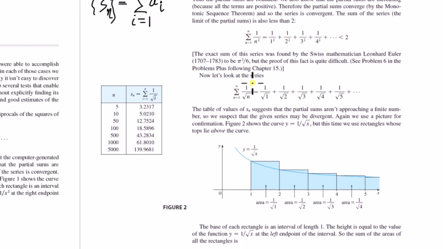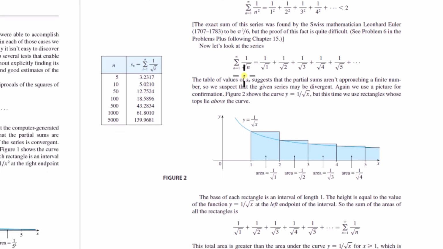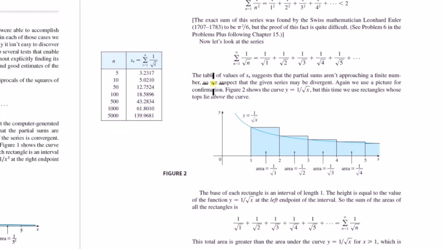Okay, now let's look at the series 1 over the square root of n. The table of values of S sub n suggests that the partial sums aren't approaching a finite number, so we suspect that the given series may be divergent. Yeah, so they do the same process. They evaluate S sub n at different numbers, we don't have a formula for it, but it doesn't look like it's converging this time. Again, we use a picture for confirmation.